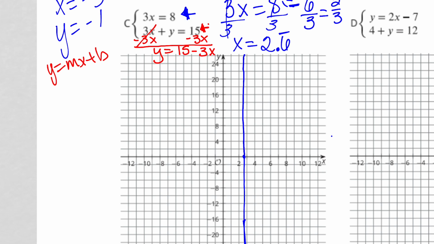All right, in this equation right here, what is my m? What is my slope? Negative 3. What is my y-intercept? 15. What is it as a coordinate? 0, 15. Okay, how do I graph this?